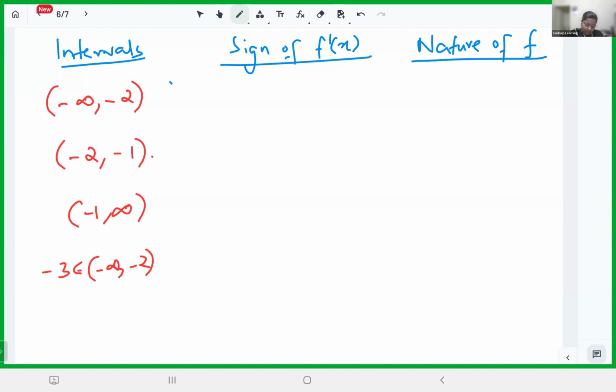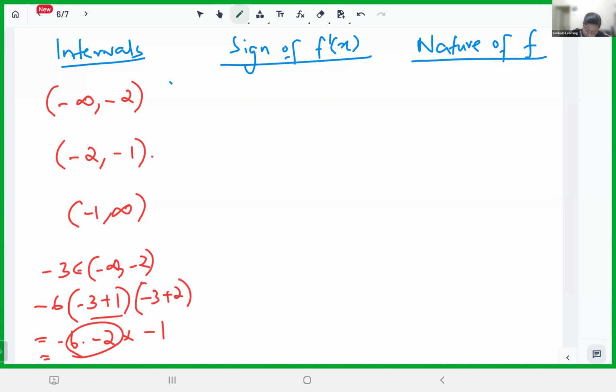So here I'm taking -3 and putting it in f dash of x. F dash of x is -6 into (x plus 2) into (x plus 1), isn't it? So -3 plus 1 and -3 plus 2. Okay. So this is equal to -6 into -2 into -1 actually. So in total this is -6 into 2, it is -12. -12 is less than 0. So what is happening in the first interval? F dash of x is less than 0.